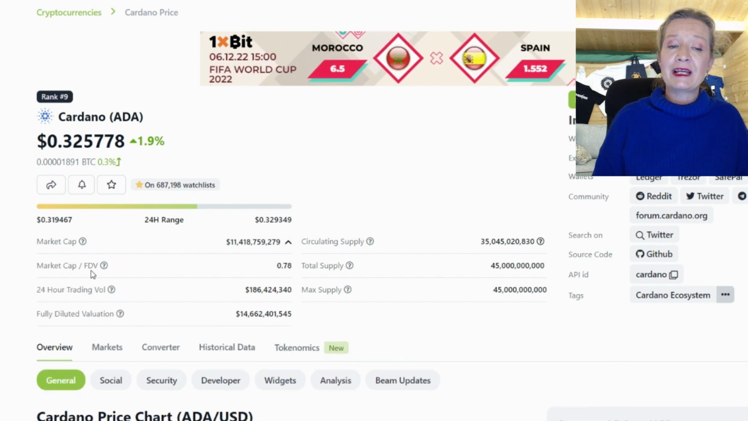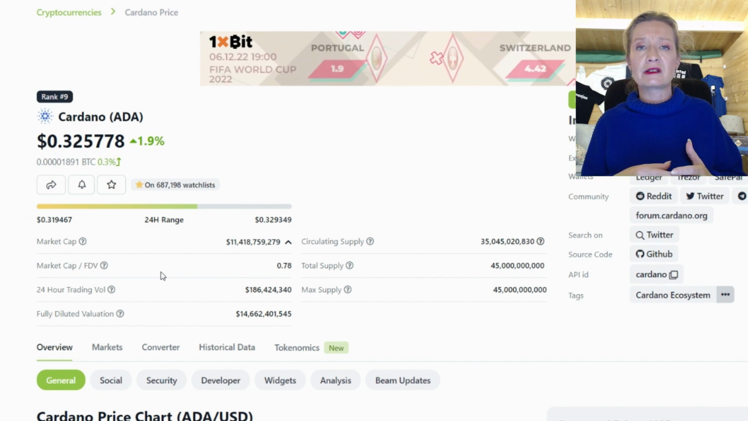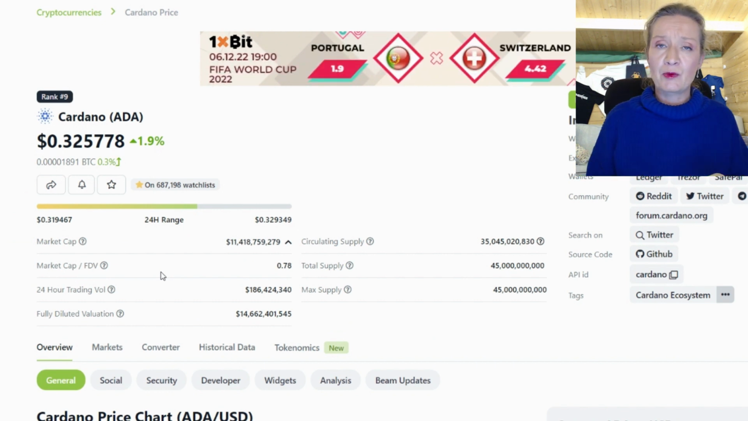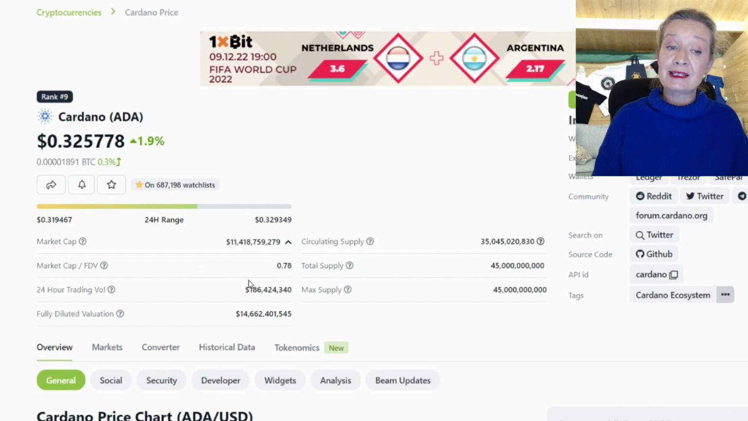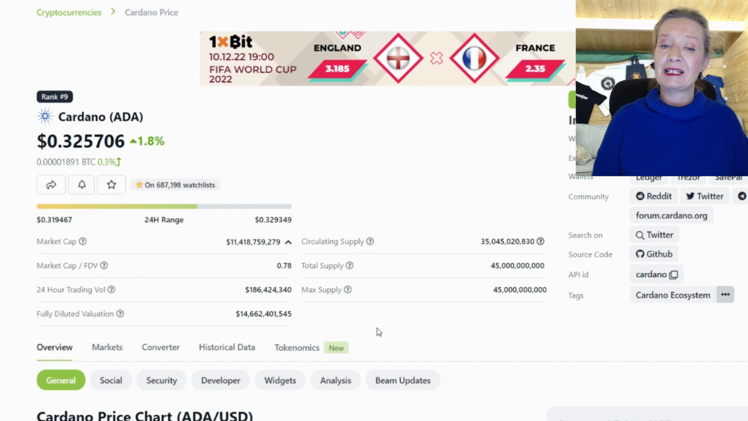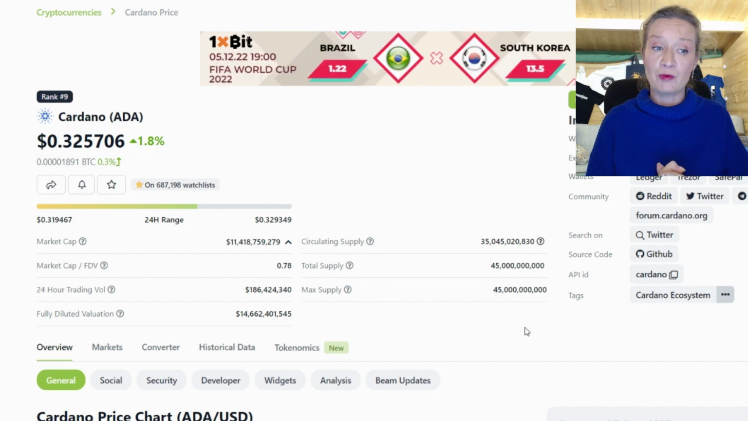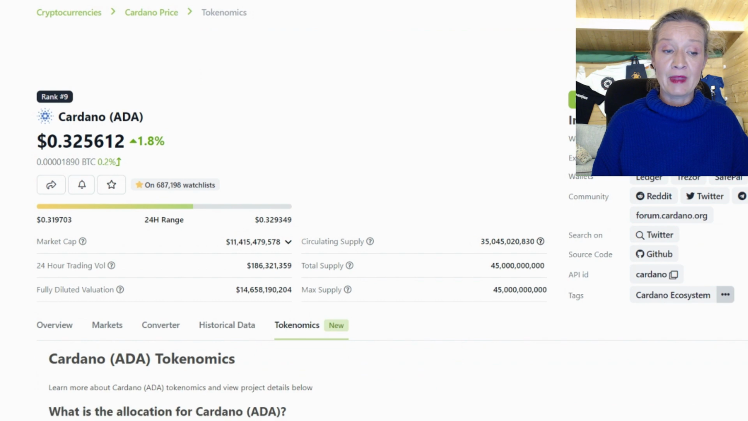We can also see that we're not as close to fully distributed in the token emissions as we were with Bitcoin, as this is not as close to 1. But it's still above 50%, which isn't too bad at all. We can see the total supply and we can also see the maximum supply. So we're about 78% of the tokens actually issued at the moment. Let's have a look at the tokenomics now.